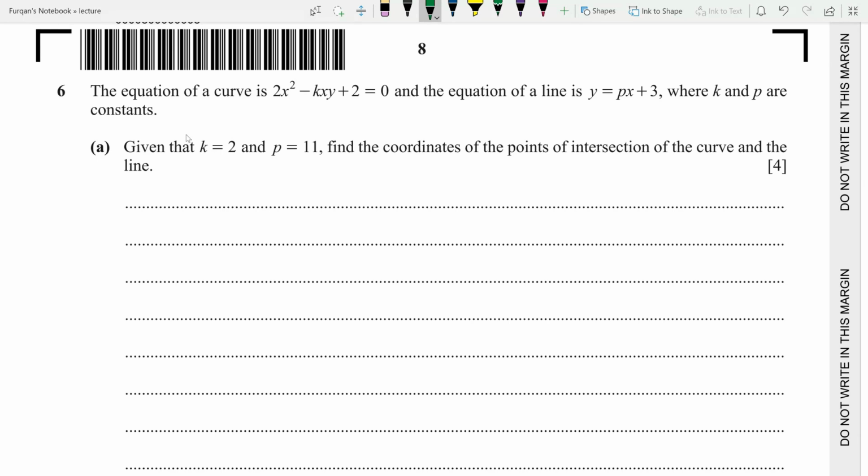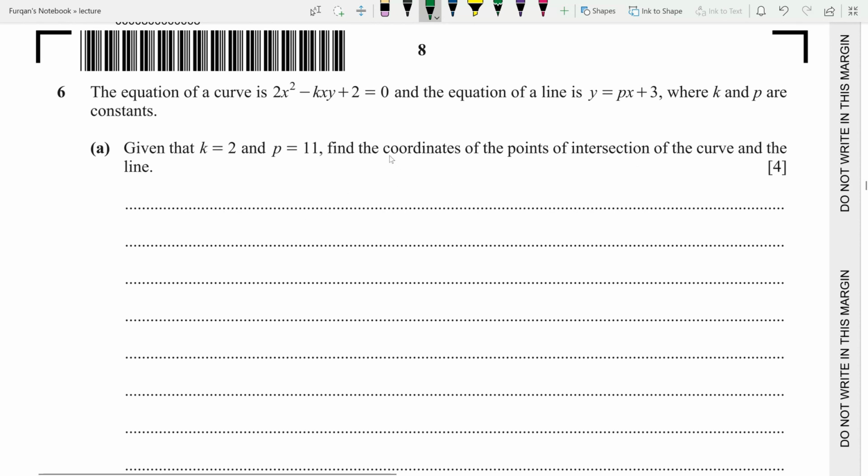Okay, we are going to start question number 6. The equation of the curve is 2x² − kxy + 2 = 0, and the equation of the line is y = px + 3, where k and p are constants. Given that k = 2 and p = 11, find the coordinates of the point of intersection of the curve and the line.